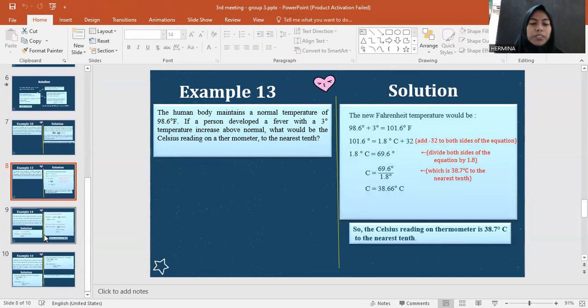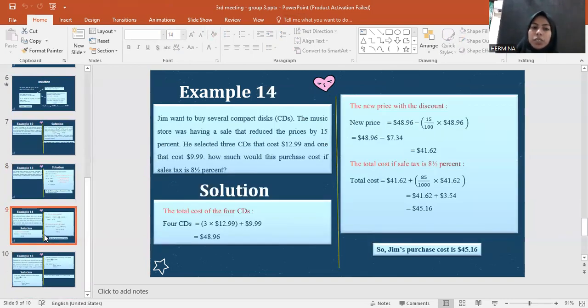Next, example number 14. Jim wants to buy several compact discs, or CDs. The music store was having a sale that reduced the price by 15%. He selected 3 CDs that cost $12.99 and one that cost $9.99. How much would this purchase cost if sales tax is 8.5%?